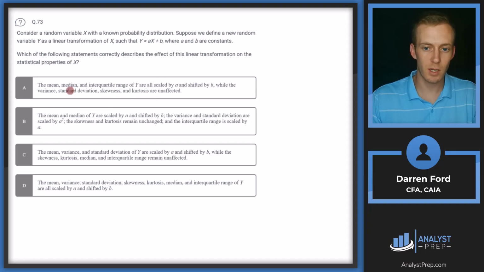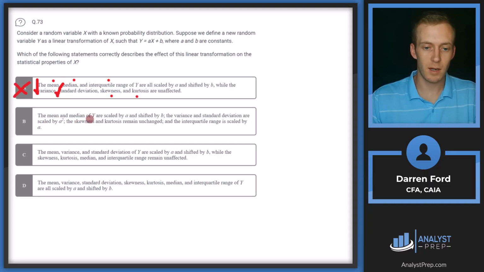So where this is going to go off the rails a bit, the mean, median, and interquartile range, those are all correct so far. The variance and the standard deviation are also going to change. Skewness and kurtosis are also correct. Those will be unaffected, but the variance and standard deviation will be affected by the scaling it mentions here. So we can go ahead and rule out A.